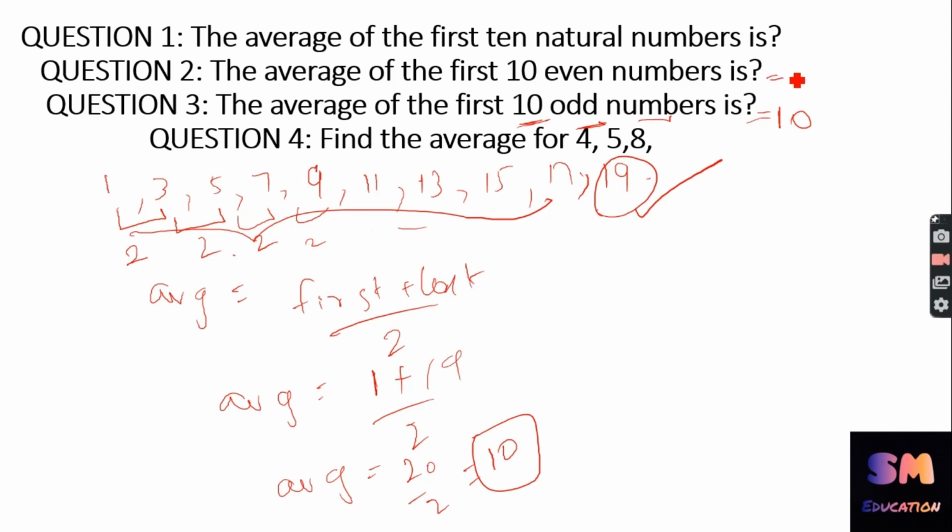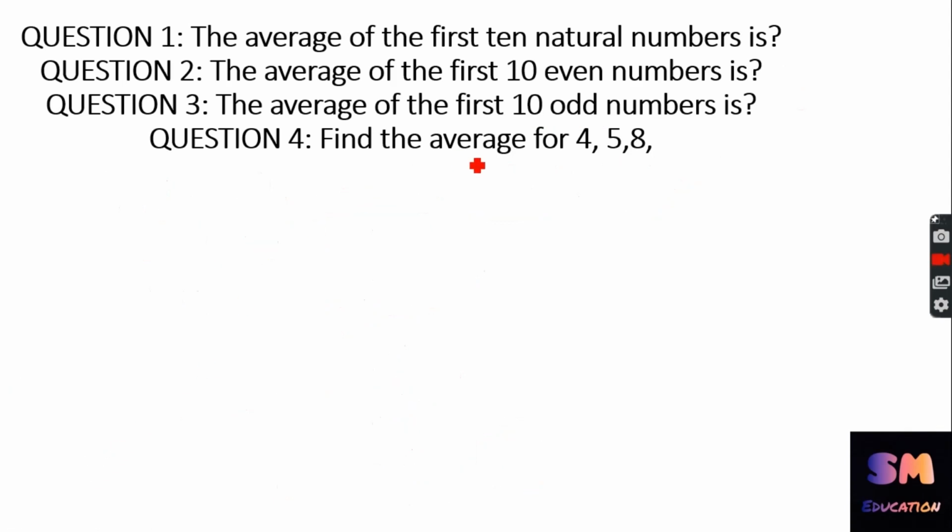And the average of first 10 even numbers is 11. So let's solve the fourth problem. Find the average of 4, 5, 8. Here we need to calculate the average value of 4, 5, 8.